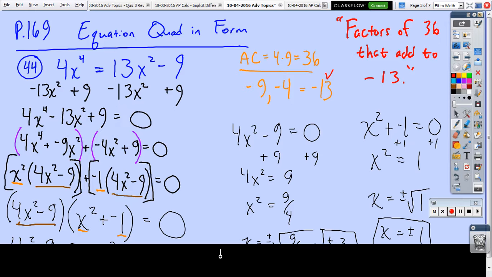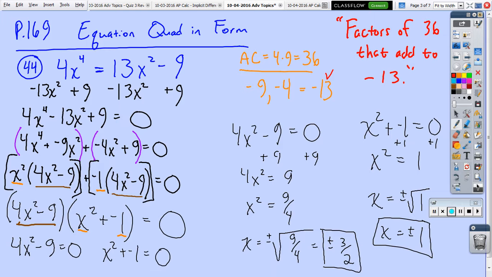So these equations that are quadratic in form are, I think, more of a review of the long AC method than anything else. And then from here, if you continue this, now I can say this equals 0, or this equals 0. So we'll keep going. Now solve for each one of those individually. This one here, adding 9 to both sides, divided by 4. So now I have x squared equals 9/4.